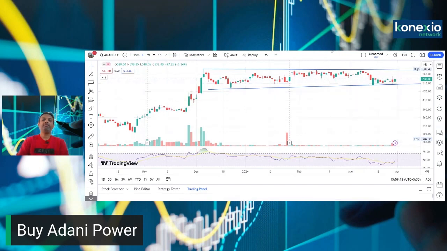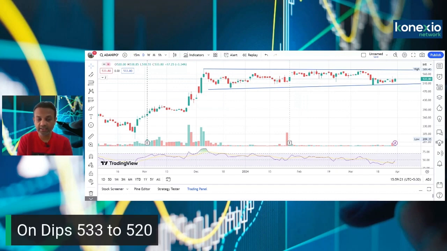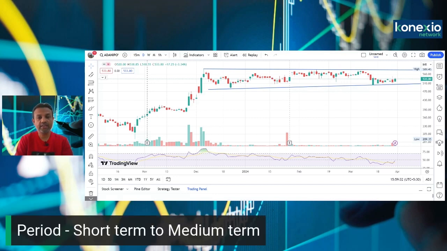So definitely long-term investors, swing traders, positional traders can buy Adani Power in the range of 533 and on dips to 520 for an upside target of 585 to 590 in the short to medium term. Short to medium term means an investment horizon of the next 3 to 4 months.